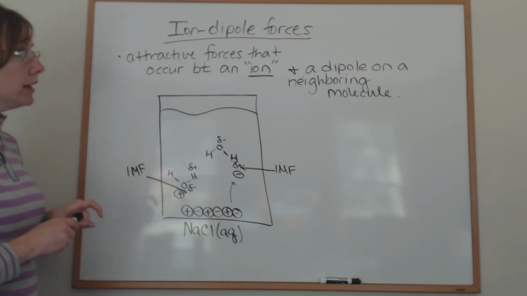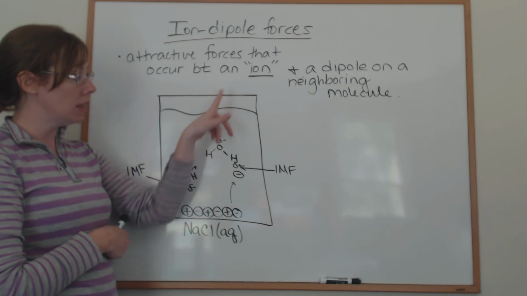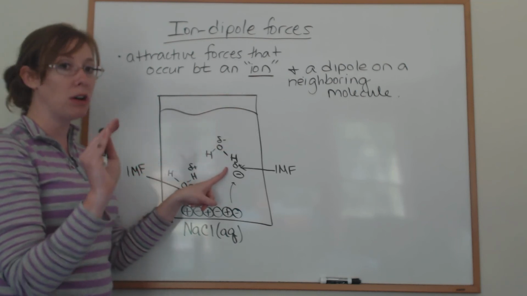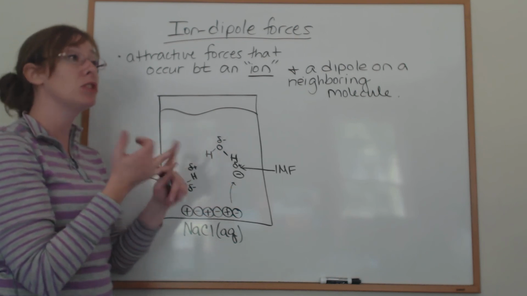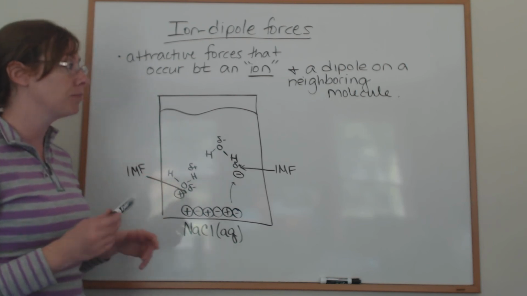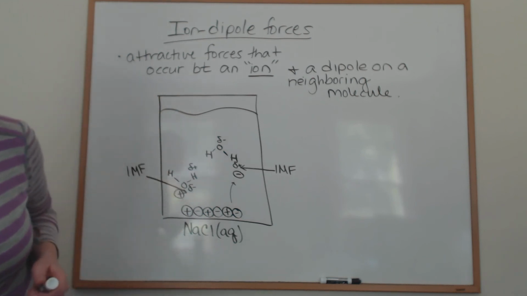Why are they the strongest? Well, they are the strongest because one of the charges involved in the attraction is a full charge, not a partial, not a fraction, but a full-on charge. Sometimes 1 minus, sometimes 2 minus, sometimes 1 plus, sometimes 2 plus, just depending on what your substance is. But these are the strongest of all the intermolecular forces.